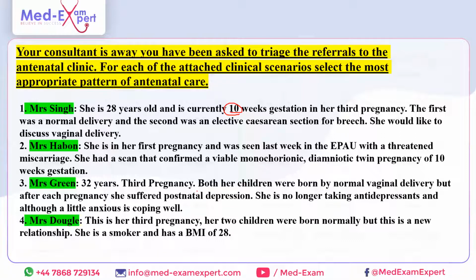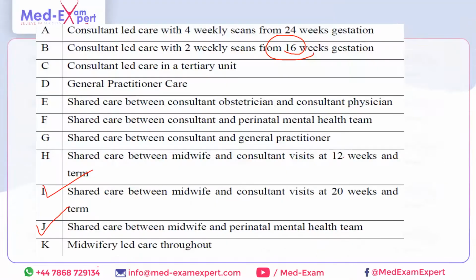And then our last case was this is her third pregnancy. Her two children were born normally, but there is a new relationship. She's a smoker and has a BMI of 28. So yes, she seems to be low risk. The BMI is 28, she's a bit overweight and a smoker as well. Apart from that, there is no other risk factor. So two minor risk factors. So this way or that way, she can be delivered in the midwifery care unit. So midwifery led care throughout. So we will give her midwifery led care unit. Okay. So in a way, very good, Tripti.